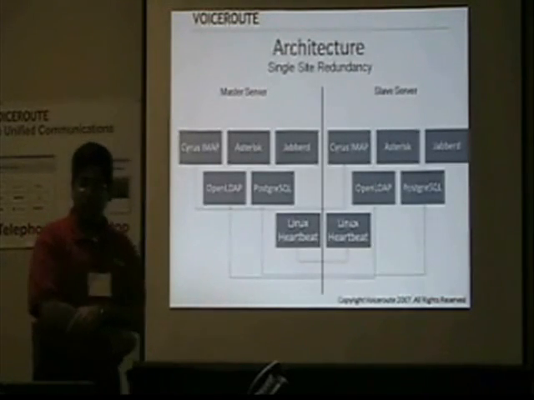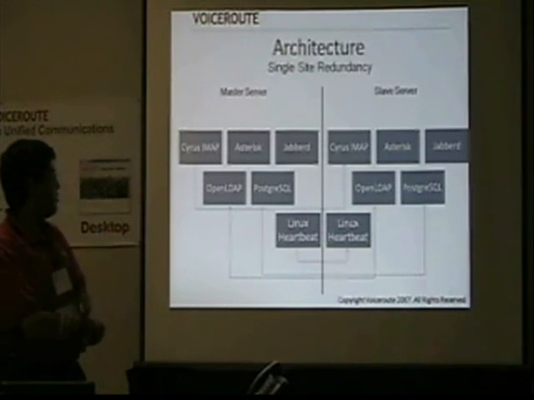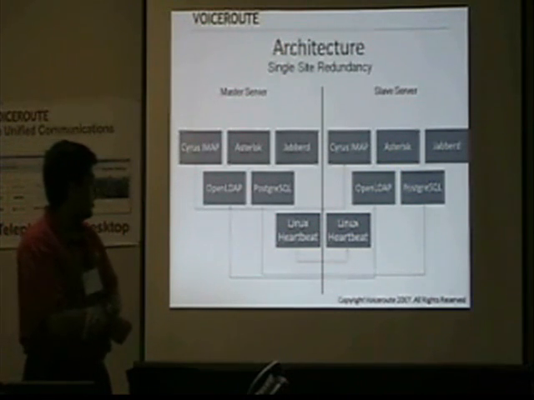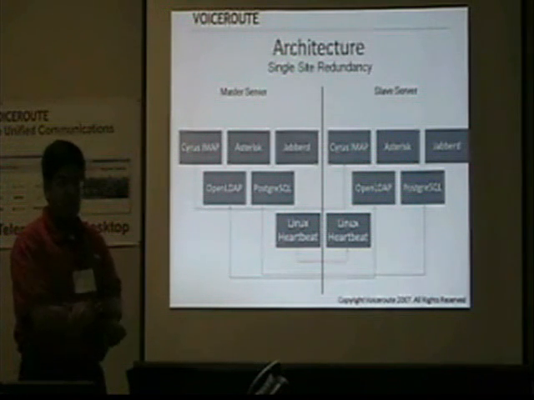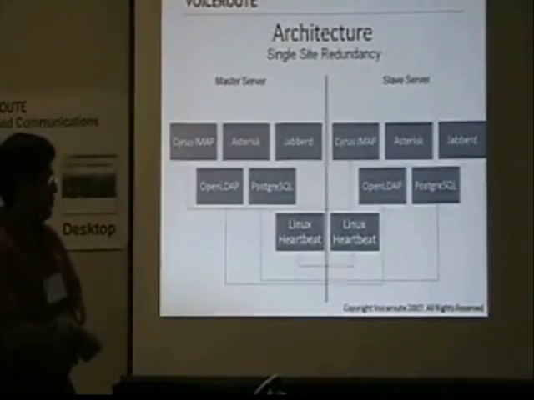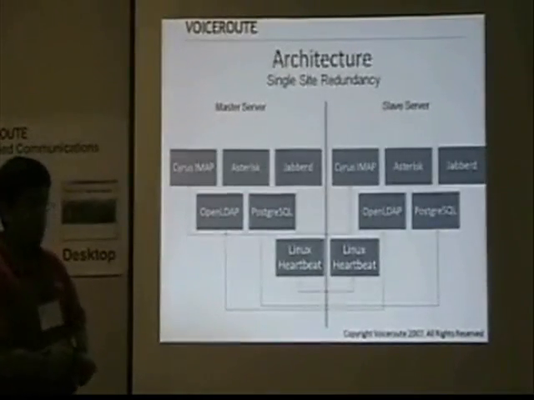So let me briefly give you the demonstration of our single site redundancy. You can see here we have different boxes to represent some of the things running. And if you're non-technical, ignore me for about 5 minutes. I'll just briefly go over this. The arrows represent the direction of the replication.